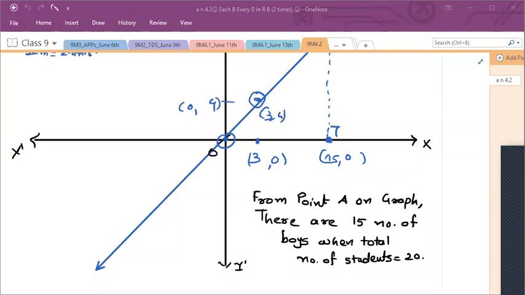We can do like this, Yashash, no issue. But you can do like this in MCQ, right?